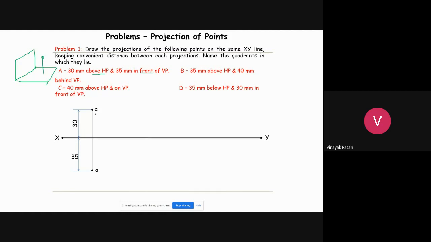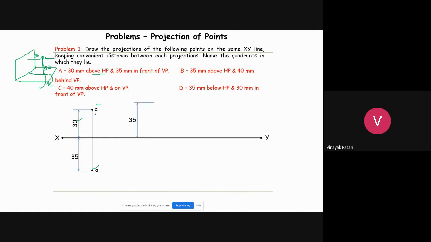This is 30 mm, which is given to you. And this is 35. So the front view is above the XY line, at a distance of 30 mm, which is drawn here. And the top view is on the horizontal plane, at a distance of 35 mm. We have to rotate this plane, so this distance will come down. That is what is drawn here, front view and top view. So this is your first projection of point A.